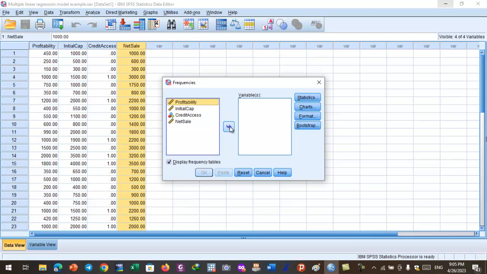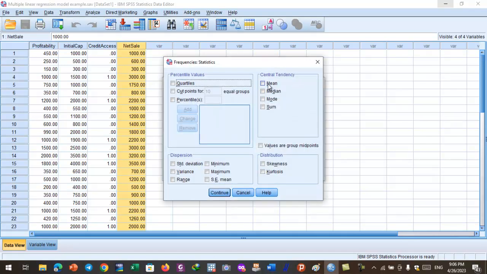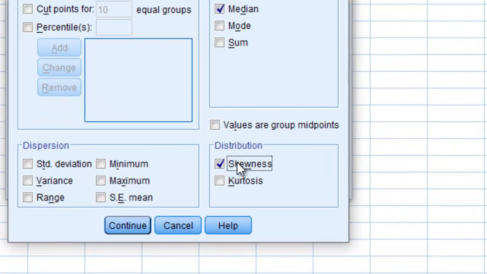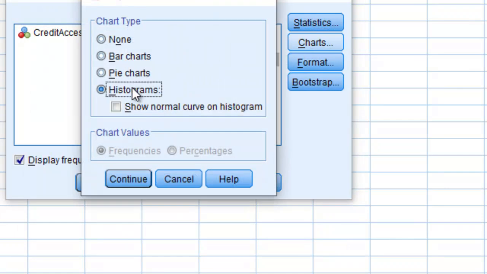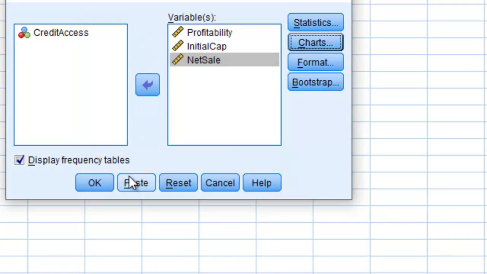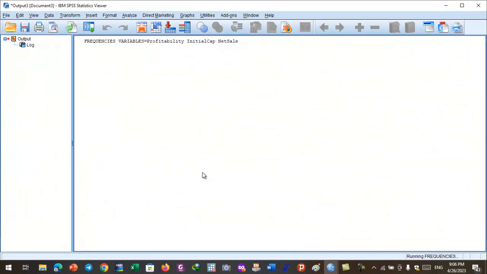So profitability, initial capital, net sale, we move them to the variable box. And in the statistics option, we go for mean, median, and skewness, kurtosis. We are not interested in other statistics, but the chart, let's go for histogram and show a normal curve. Continue, and display frequency table, and okay.